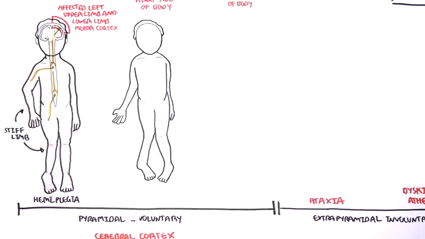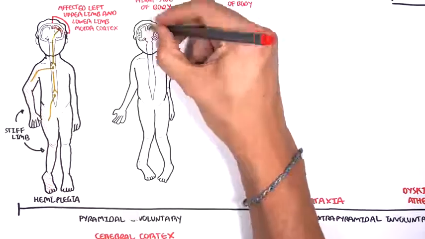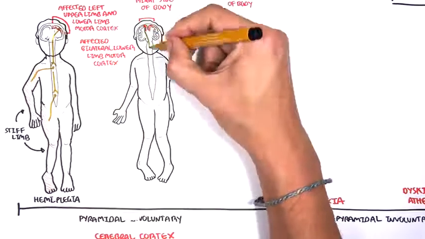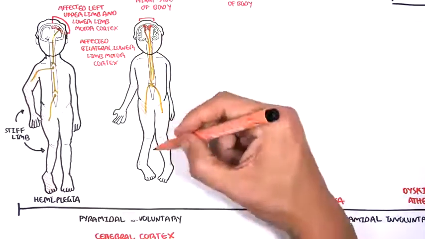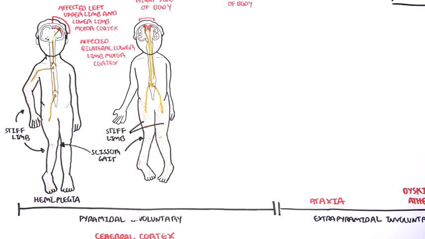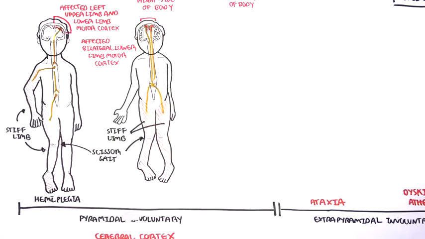Similarly, in this example, the affected area is bilaterally the lower limbs of the motor cortex, which means that the lower limbs of the person will be stiff and also have increased tone. When the muscles in the lower limb are stiff, with increased tone, different muscles work more than others, and a characteristic feature of spastic cerebral palsy is the scissor gait. Because the lower half of the body is affected, this is also called paraplegia or diplegia.